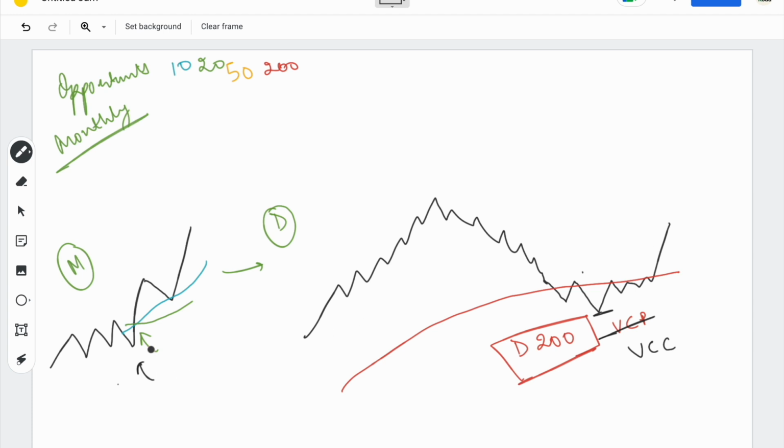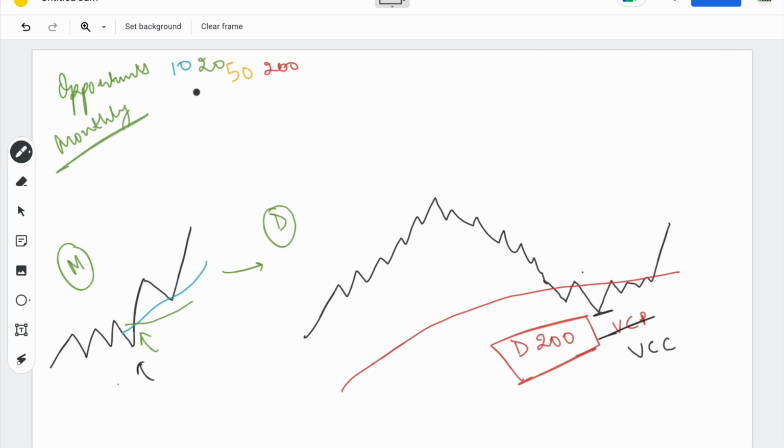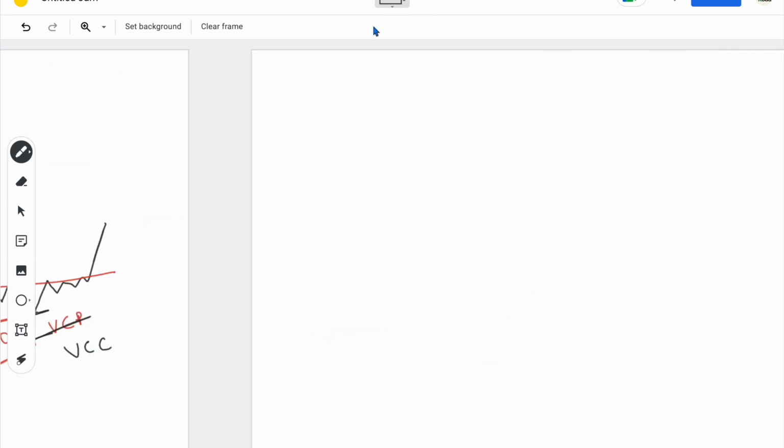So this is one case where the monthly comes to its 10. There will be a lot of cases where the monthly will not come to its 10 moving average. The question is, how do we deal with that? The answer is pretty simple. I'll show you. So the moving averages will remain the same like this: 10, 20, 50, 200.